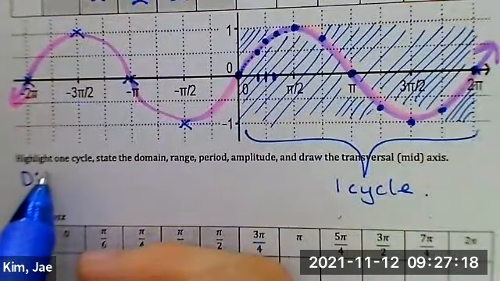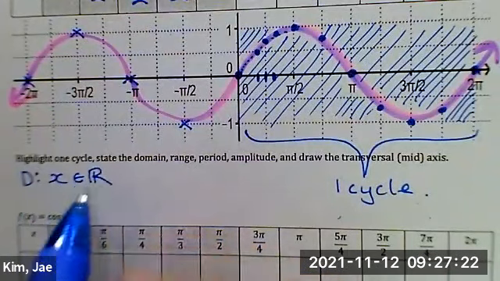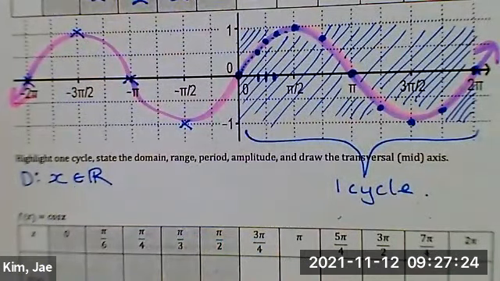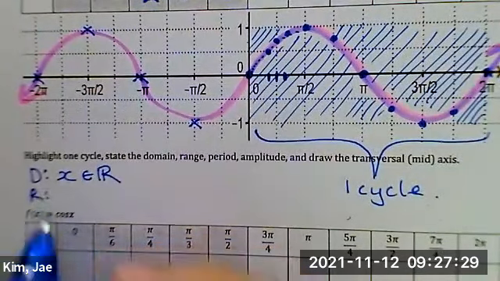Domain. I'm sure you'd have guessed it by now, but x belongs to any real numbers. There's no limitation. But for range, there is a clear limitation.